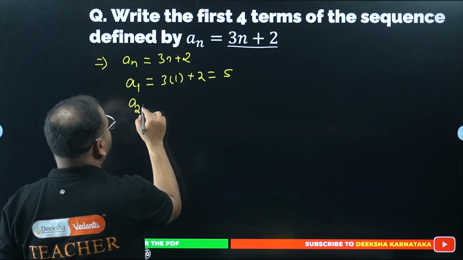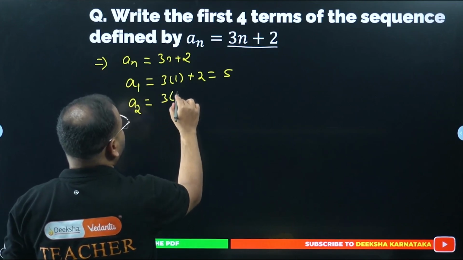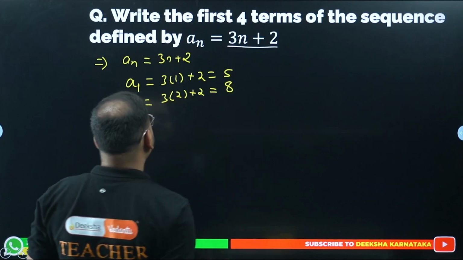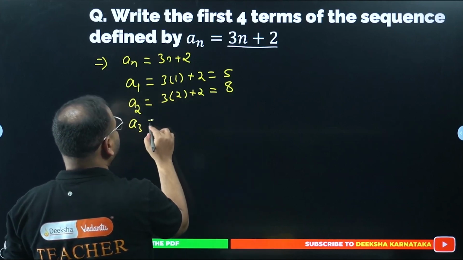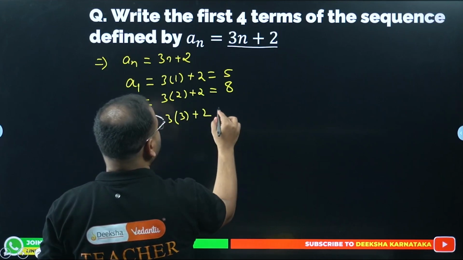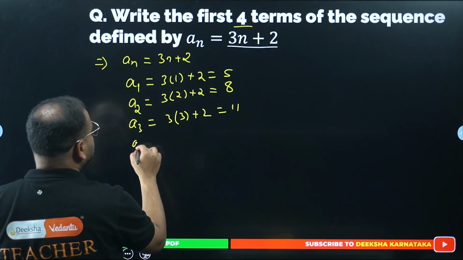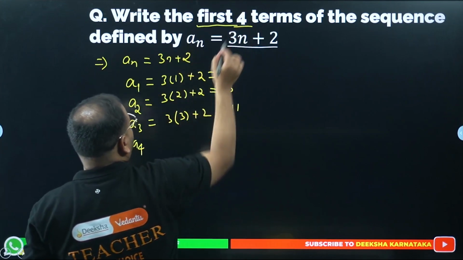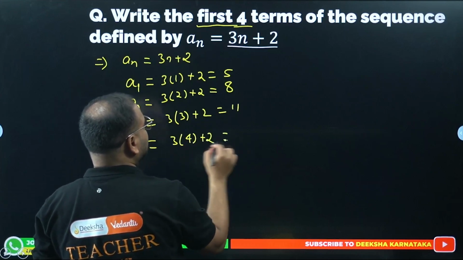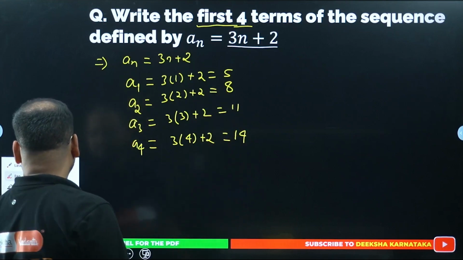Whatever I keep replacing n with, the same I have to do on the RHS also. A2 is 3 times 2 plus 2, which is 6 plus 2, so 8. What about A3? A3 would be 3 times 3 plus 2, so 9 plus 2 is 11. How many terms are they asking? 4 terms. So first 3 we got. The first 4 would be 3 times 4 plus 2, which is 12 plus 2, that is 14. Are these terms in arithmetic sequence?